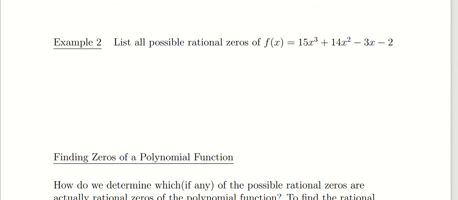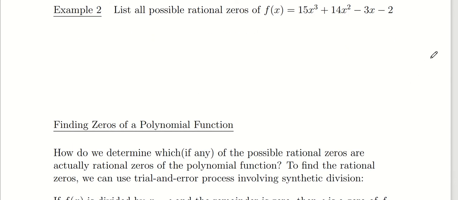Let's take a look at example 2. We're going to do the same thing. Let's write out the possible list for the rational zeros for the function f of x. So I'm going to start by writing out the constant term first. The constant term of this polynomial is -2. The leading coefficient is the number 15.